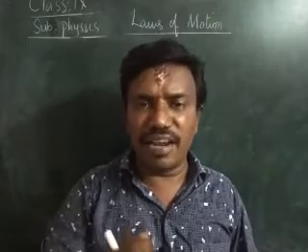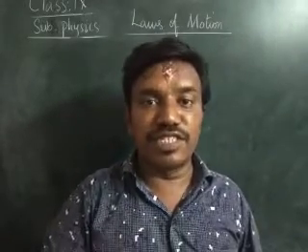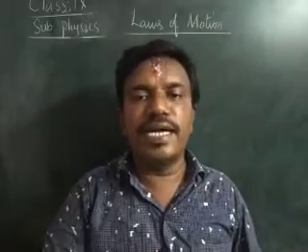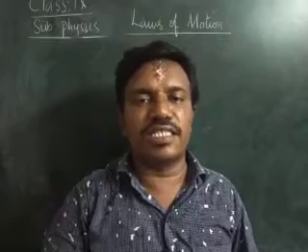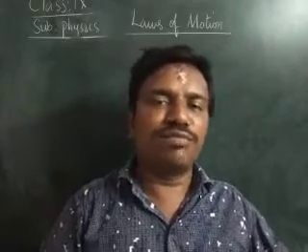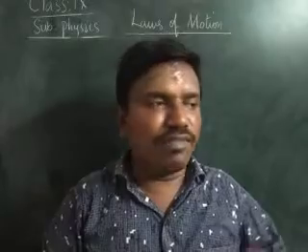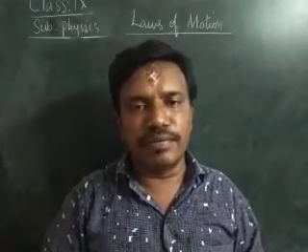With which letter is momentum denoted? With the letter P. P is equal to mv, where m is the mass and v is the velocity. Any object which is moving has momentum, and if it is moving in a straight line, we call it linear momentum.